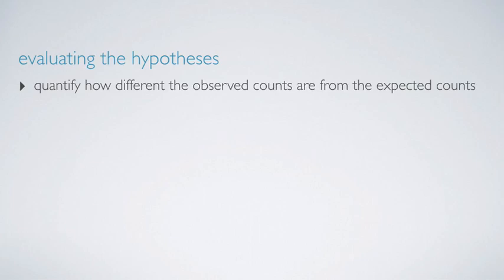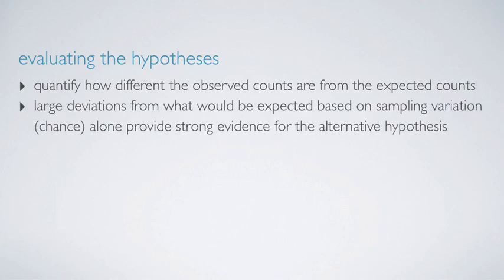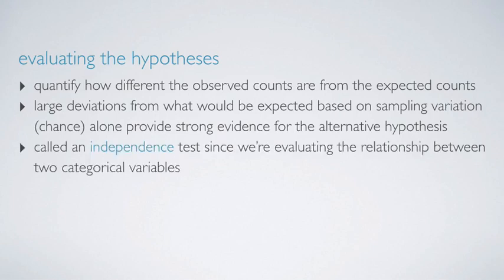To evaluate these hypotheses, just like with the chi-square test of goodness of fit, we quantify how different the observed counts are from the expected counts, and we want to keep in mind that large deviations from what would be expected based on sampling variation or chance alone provide strong evidence for the alternative hypothesis. This is called an independence test since we're evaluating the relationship between two categorical variables.